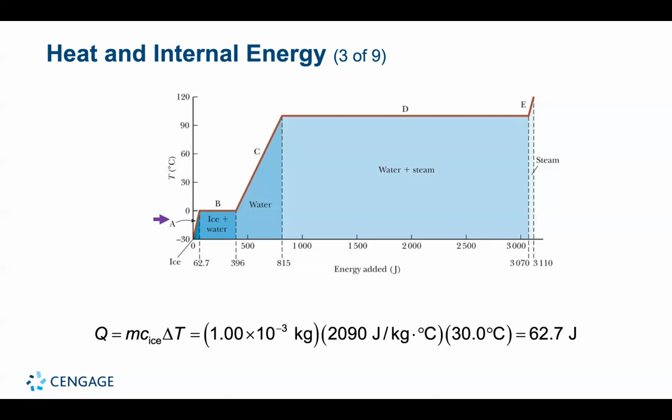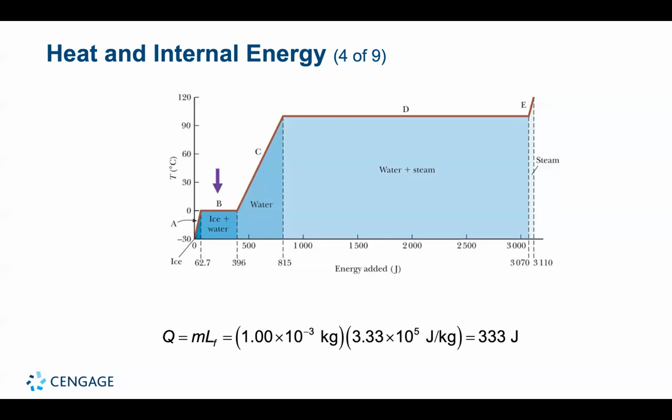During this portion of the curve, the temperature of the ice changes from minus 30 degrees C to 0 degrees C. Because the specific heat of ice is 2090 joules per kilogram degree C, we can calculate the amount of energy added.